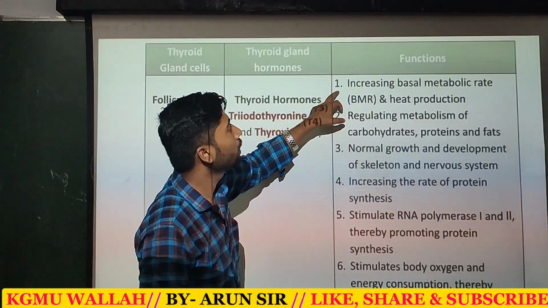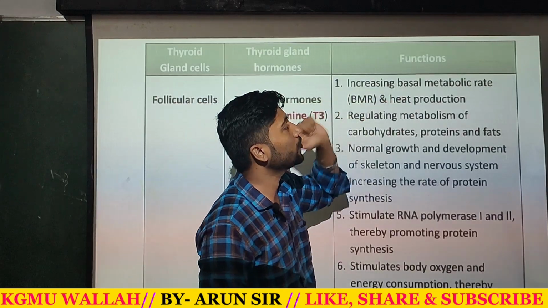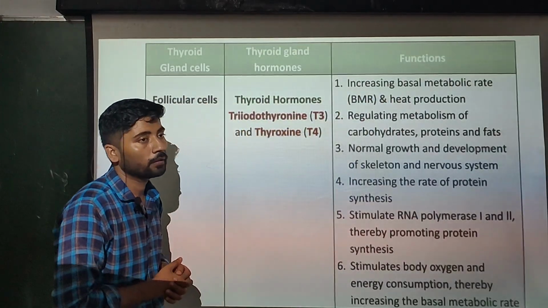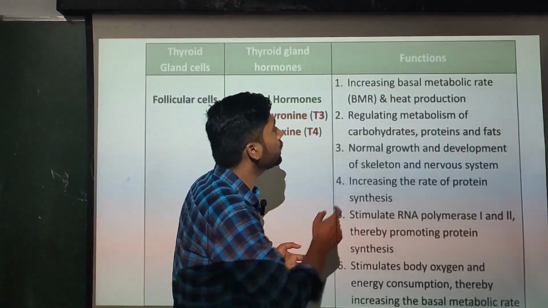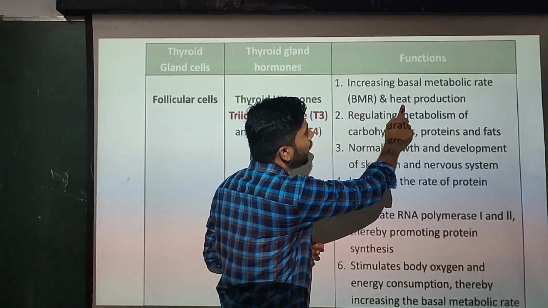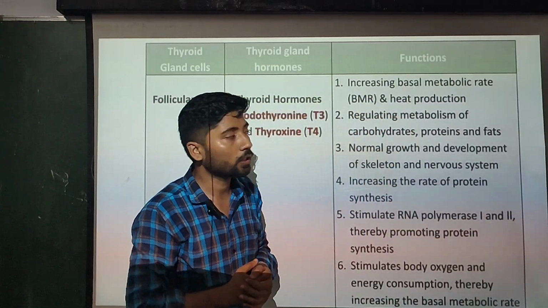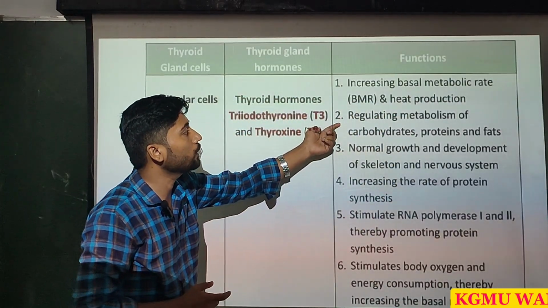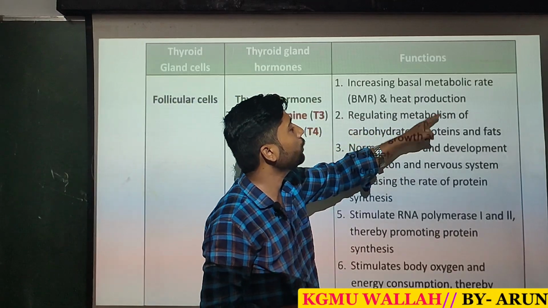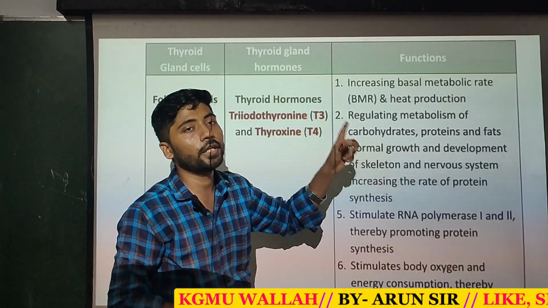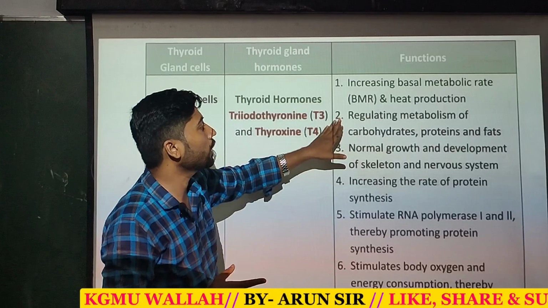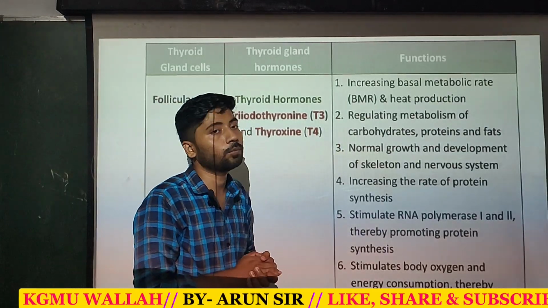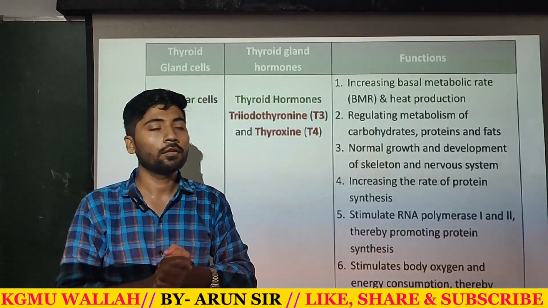We will discuss here. First one is increasing the basal metabolic rate, in short form we can say BMR, and it also increases heat production. And the second function of T3 and T4 is regulating the metabolism of carbohydrate, protein and fat, means it regulates the metabolism of carbohydrate, protein and fat.